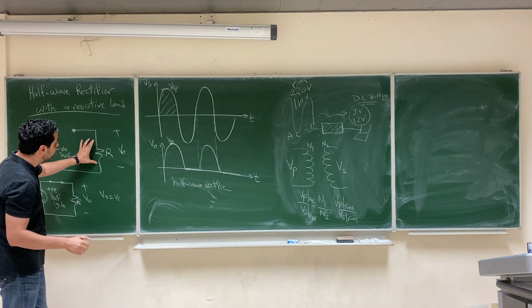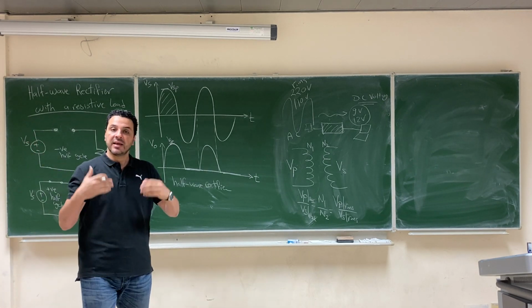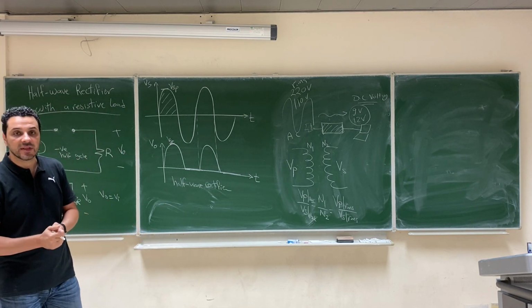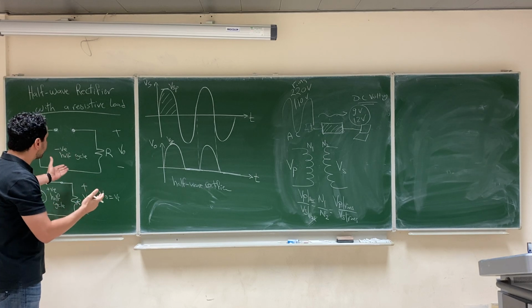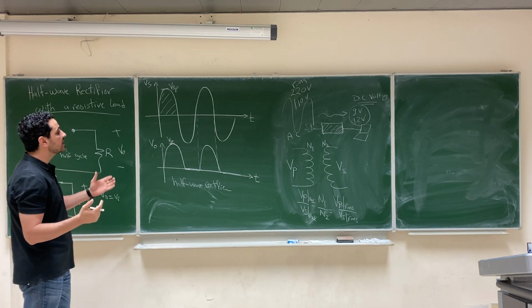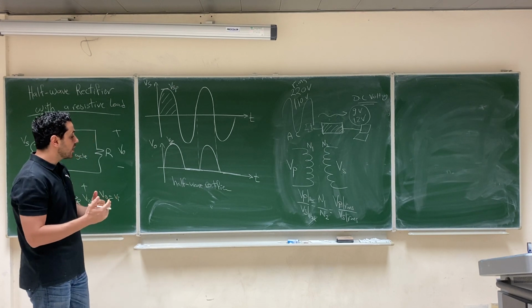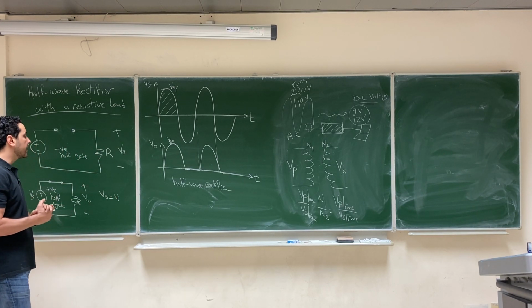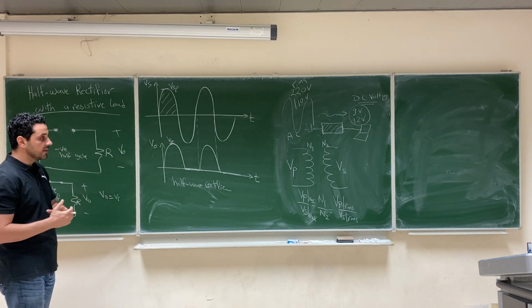Because our load here so far has only a resistance. Later, we are going to see what will happen when we connect a capacitor in parallel with the resistance. But so far, this circuit rectifies only, or passes only, the positive half of the wave. That's why we call it a half wave rectifier. And it has only a resistance at the load. That's why we call it with resistive load.